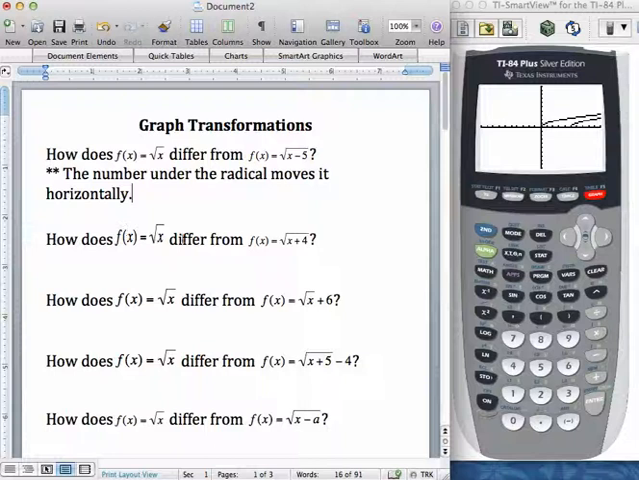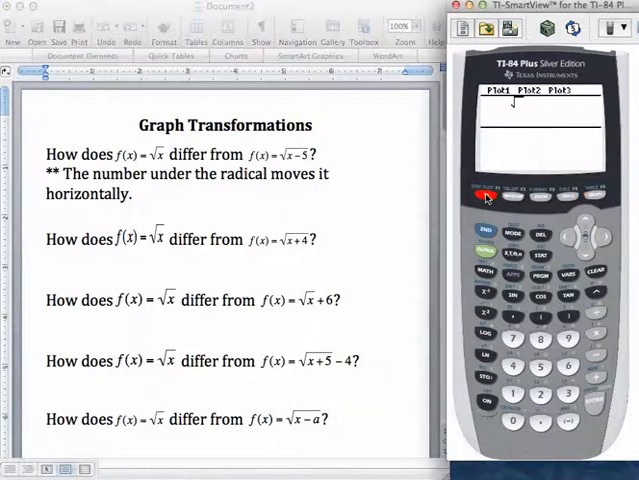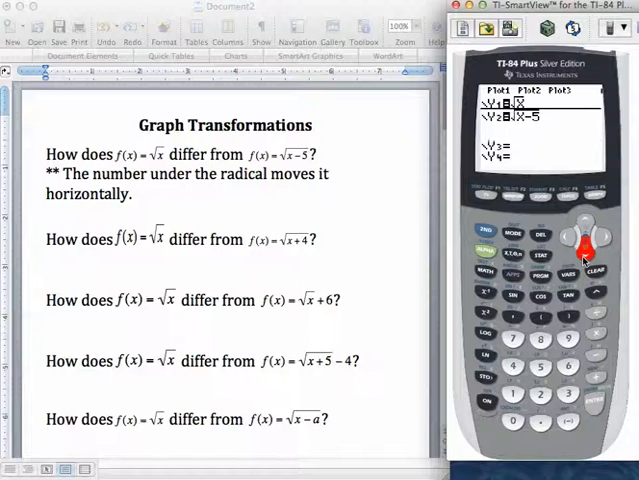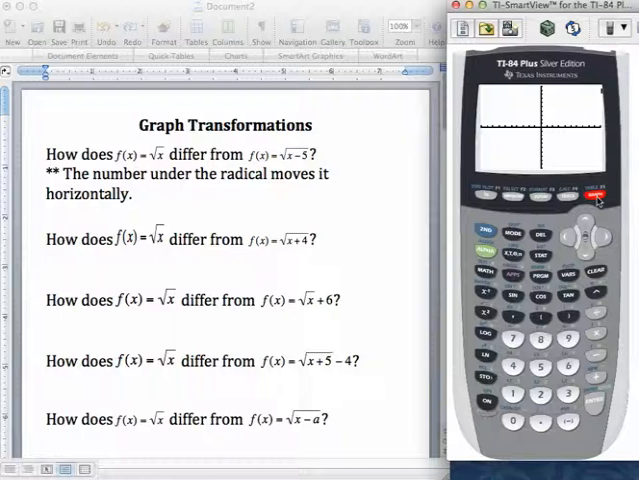So, how does f of x equals the square root of x differ from the square root of x plus 4? So we go back here, and then I'm going to go down here, and instead of minus 5, I'm going to put plus 4. And then graph it. So there's my parent function, very slowly, and then there's my other one. So yet again, it's moving it horizontally.